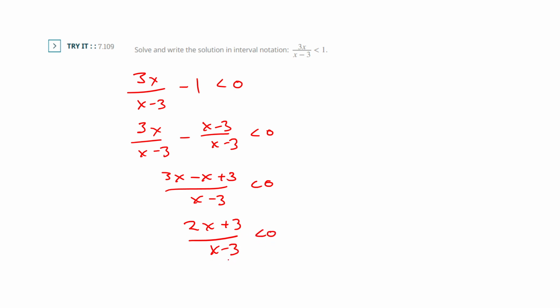Okay, now let's do our asymptotes here, or our intercepts. So I've got an asymptote at 3. There's one of my critical points. I'm also going to do 2x plus 3 equals 0. 2x is negative 3, so x is negative 3 halves.